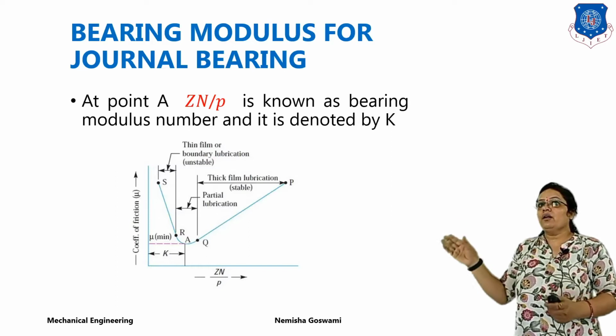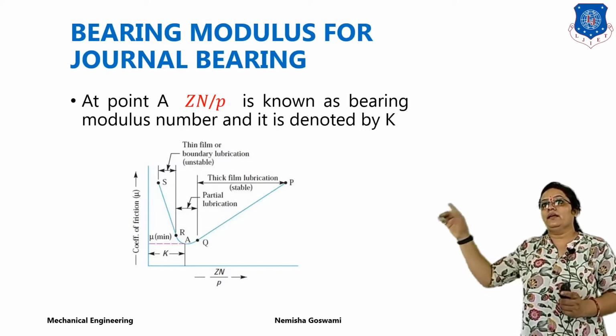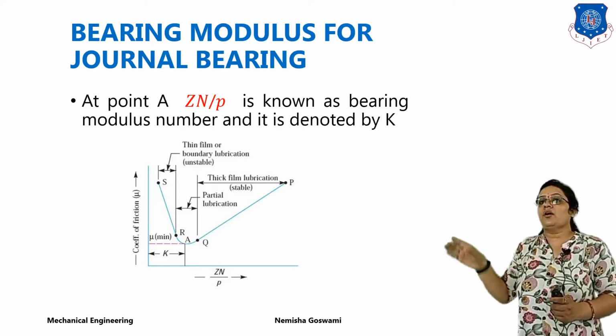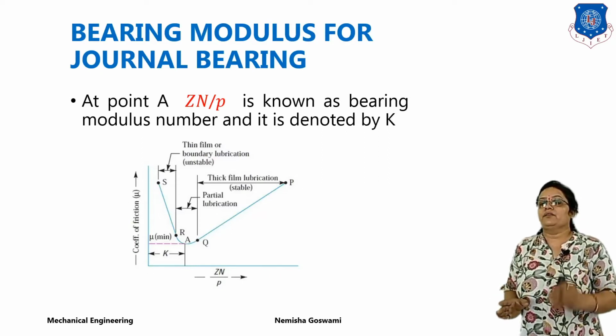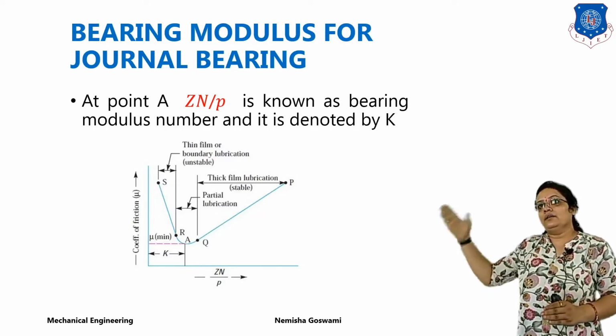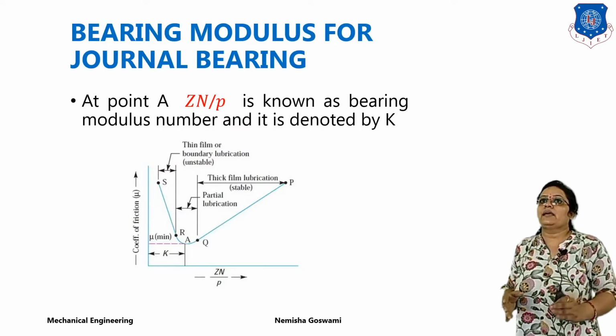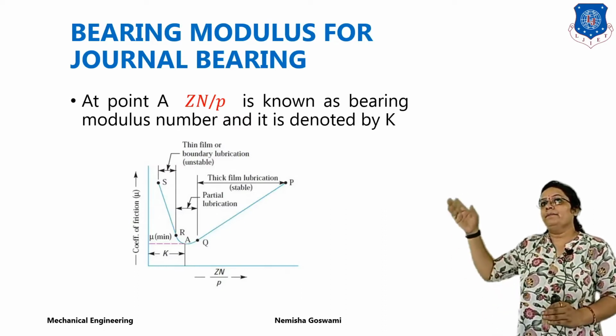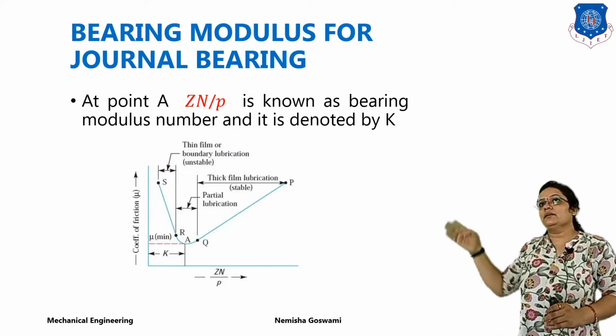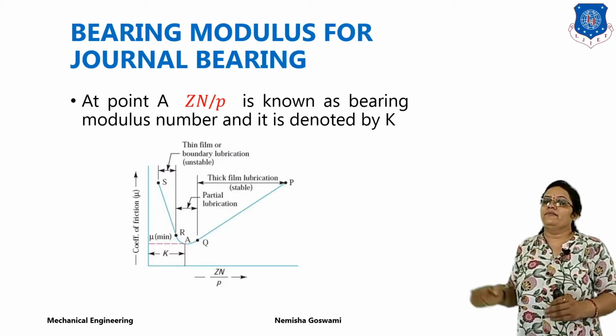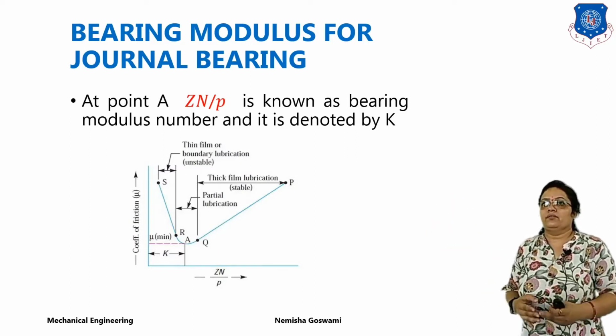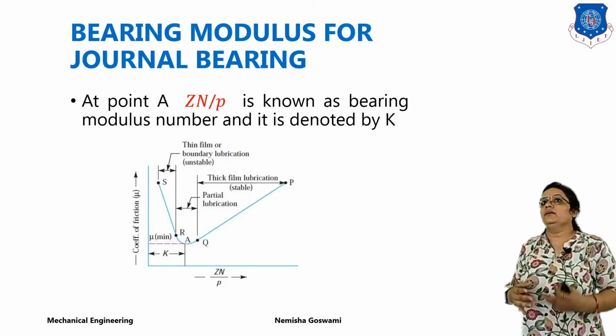So we always design the bearing in the range of thick film lubrication. We will never design a sliding contact bearing in the partial lubrication region or in the thin film boundary lubrication region. So come to the point, bearing modulus.